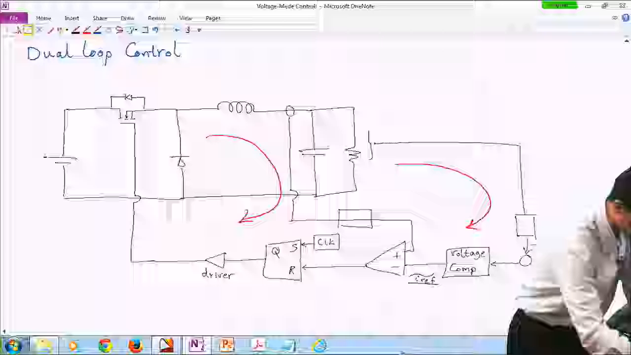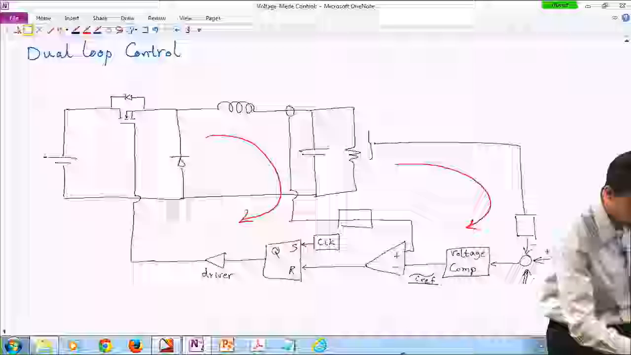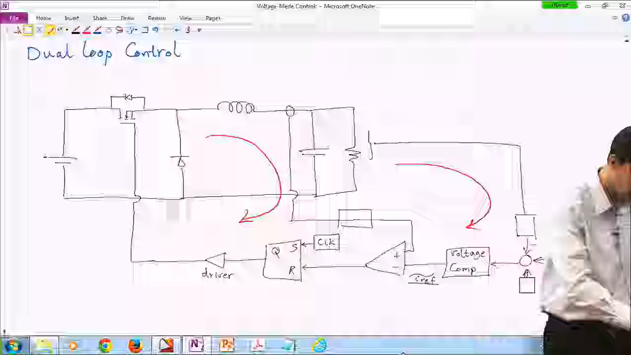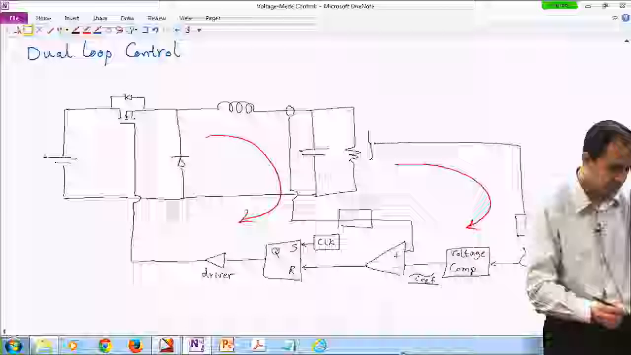We are, for instance, using a resistive divider kind of a thing to measure the voltage. We still are comparing that with a reference because the ultimate goal has not changed. We are still trying to regulate the output voltage. We still use a voltage compensator to, for instance, increase the bandwidth, make the system stable, or eliminate the steady state error.